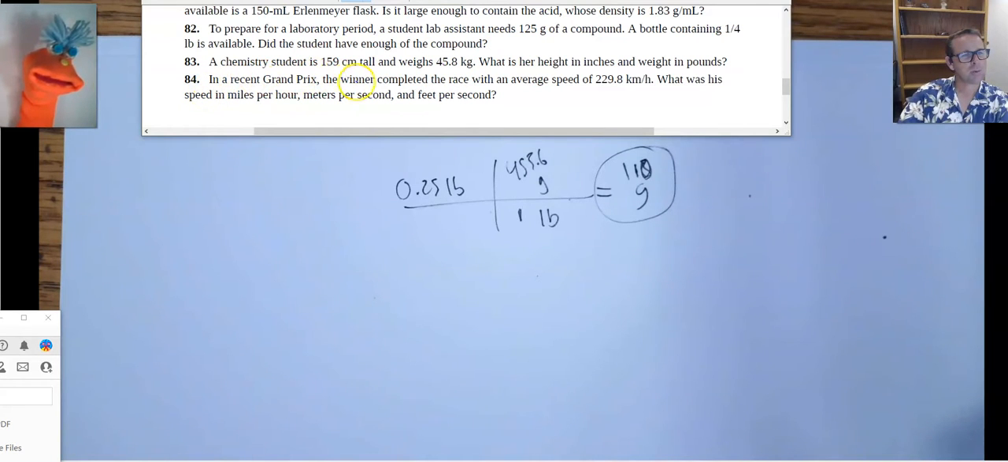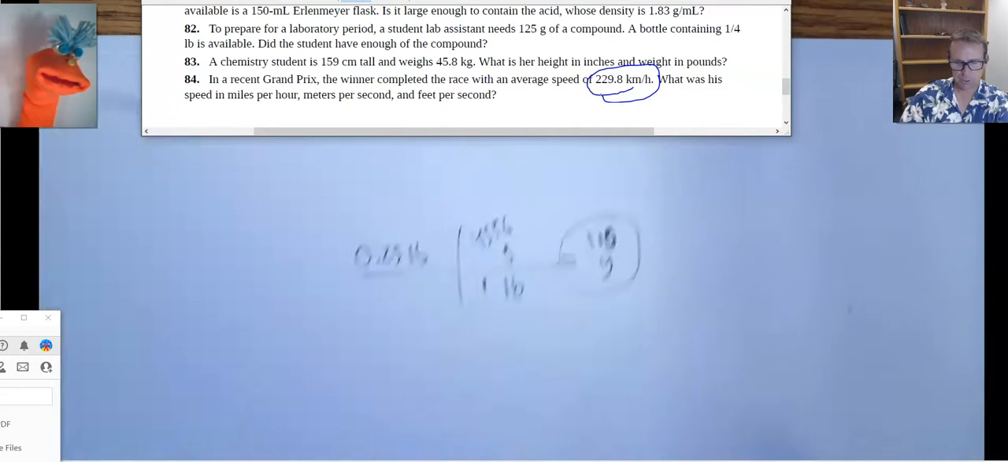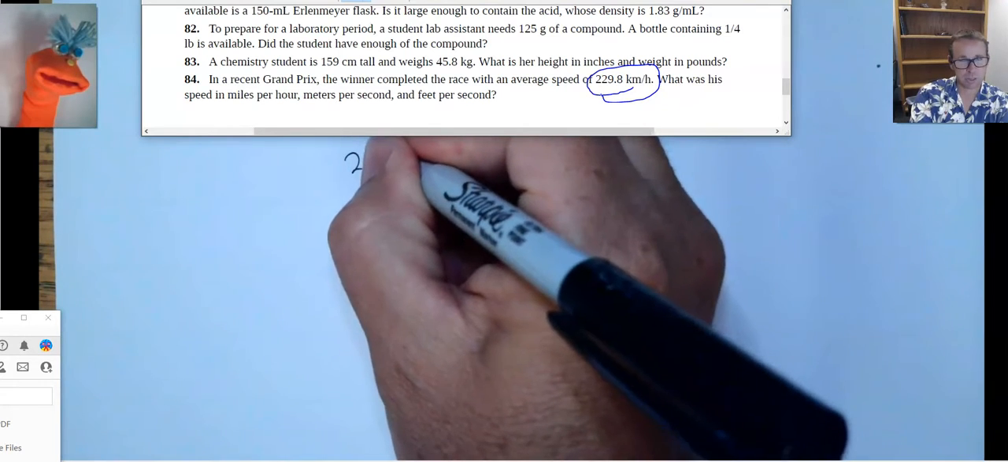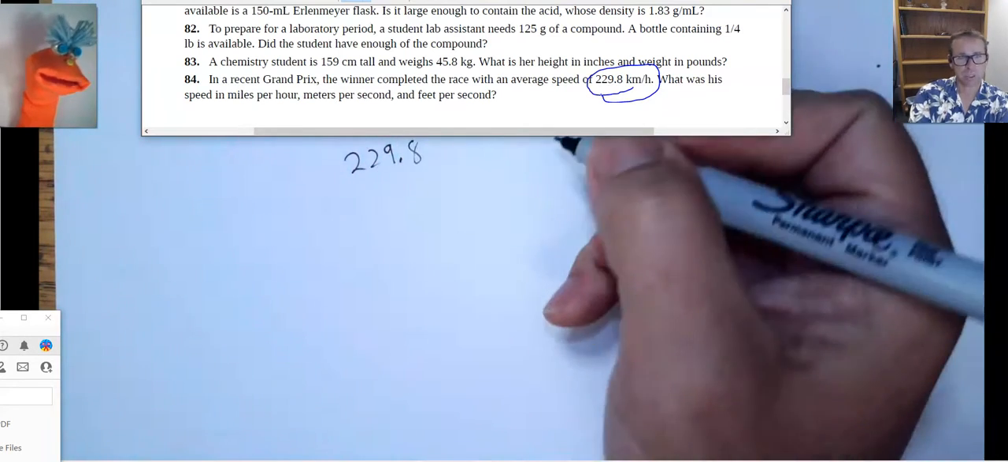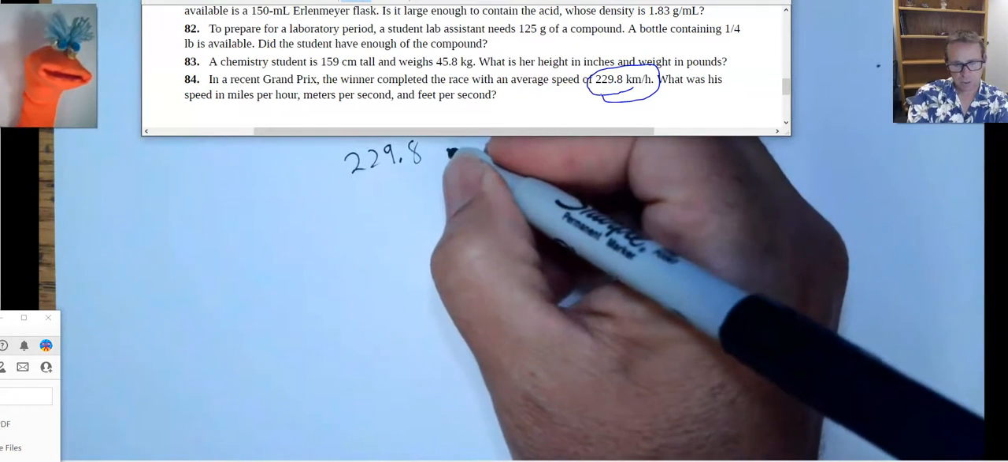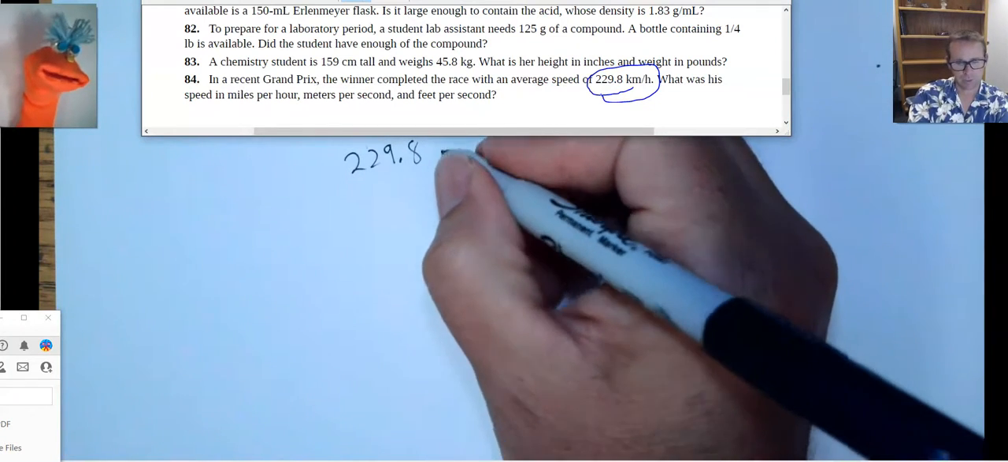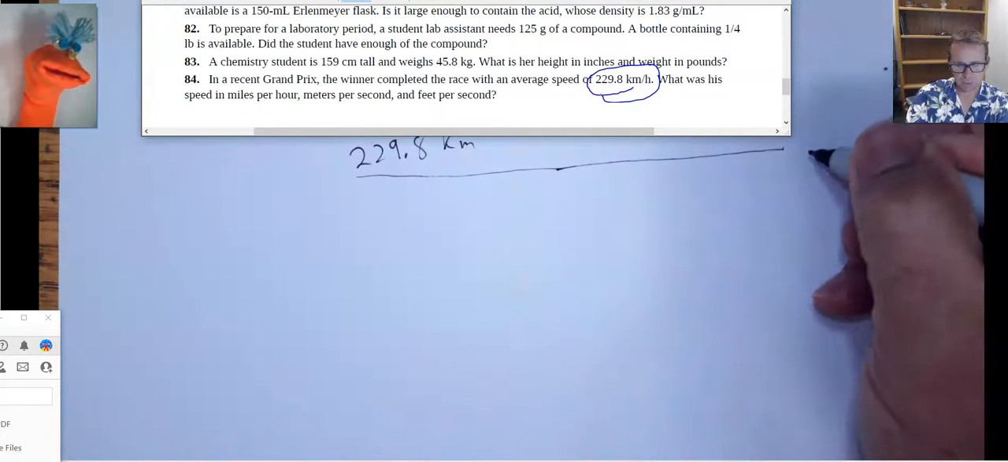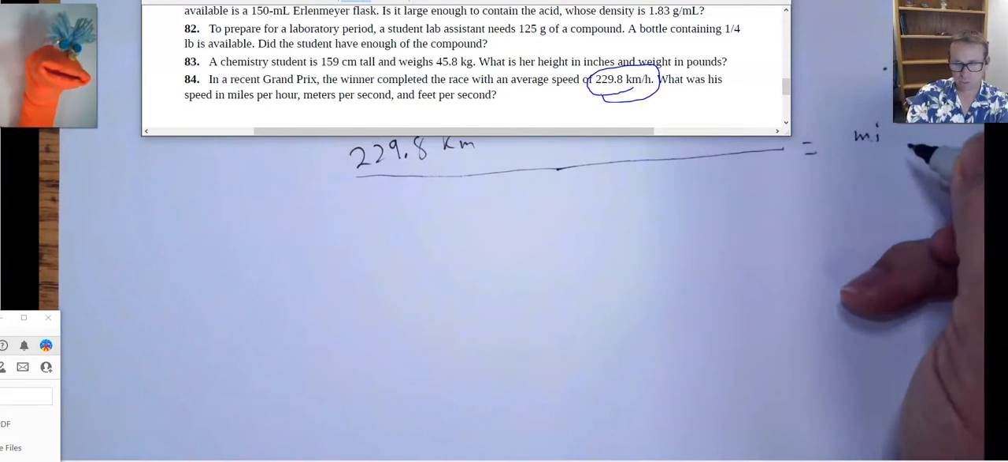In a Grand Prix race, the winner completed the race with an average speed of 229.8 kilometers per hour, and we want to know that in miles per hour, meters per second, and feet per second. Okay, so this is a nice example of what we can do when we have multiple units, 229.8. What are my units? Kilometers per hour. That's right, kilometers. And we need to make sure that when we write that, we recognize that we're going to, let's say, miles per hour first.